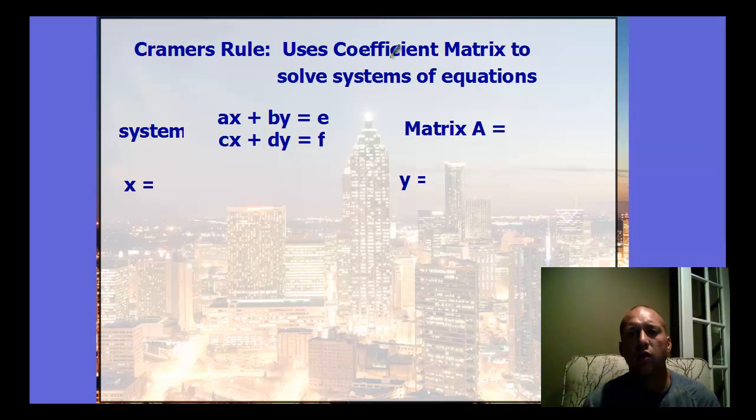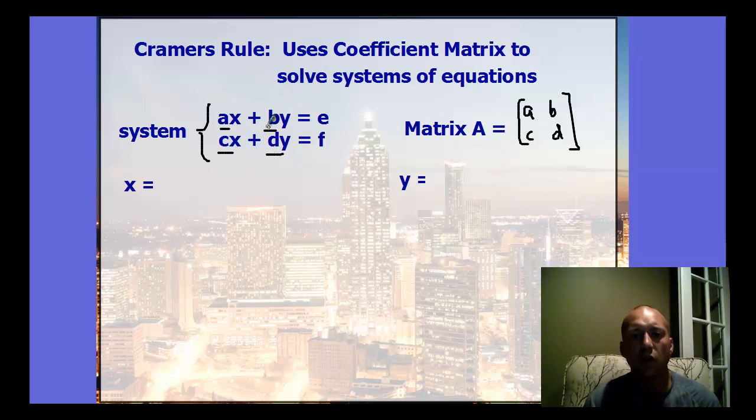Cramer's rule uses the coefficient matrix to solve systems of equations, and this is where we most use it. I'm not a huge fan of Cramer's rule for solving systems, but it works, especially for systems of 3 equations. So if we're given this system right here, we can turn it into a matrix. We have the coefficient matrix, and then we have the variables. So the matrix A is the coefficient matrix, A, B, C, D. This is the matrix A.